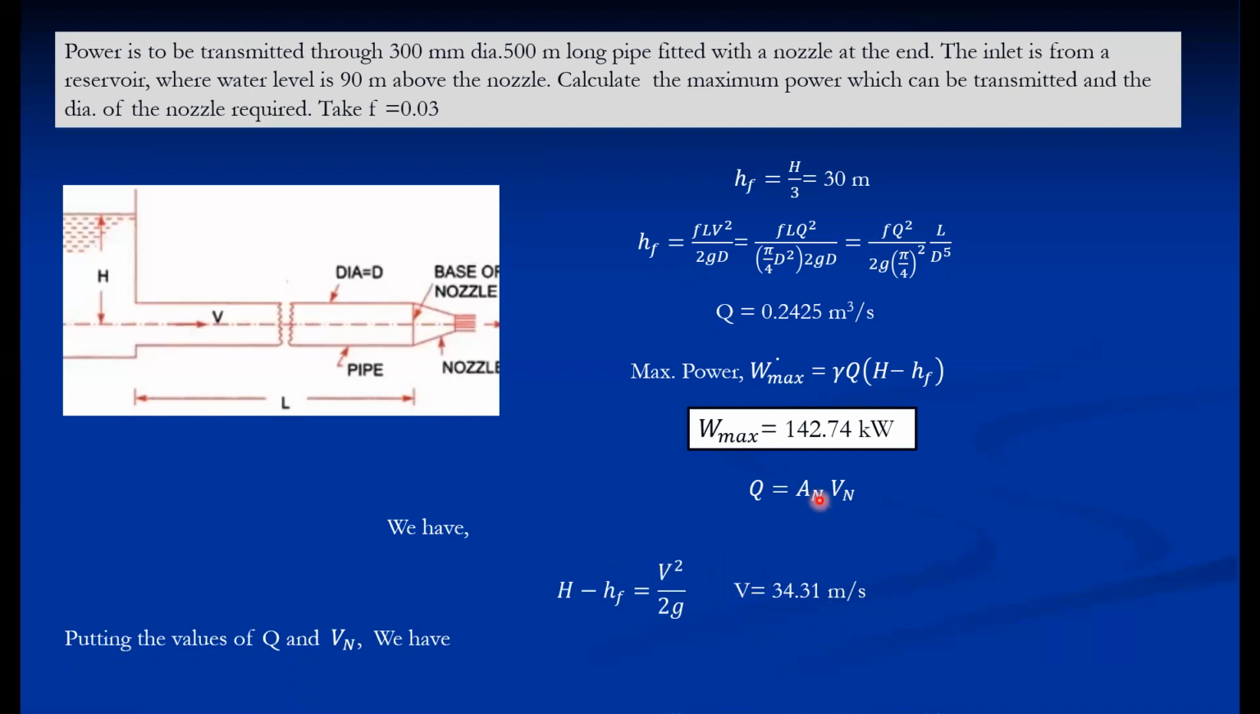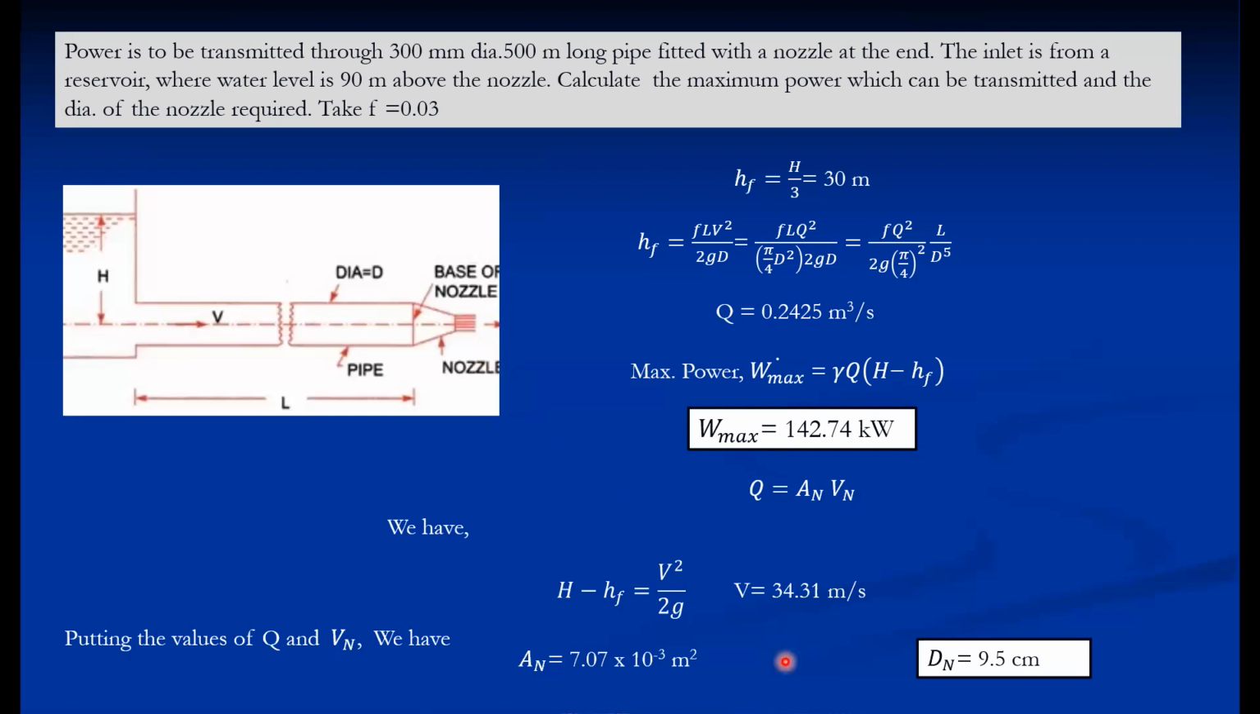Then putting the values of Q and Vn, this is actually Vn, in this equation we can calculate An. This is the area of the nozzle. And then by using pi by 4 d square, since it is a circular nozzle, we can calculate the diameter of the nozzle, that is 9.5 centimeter.